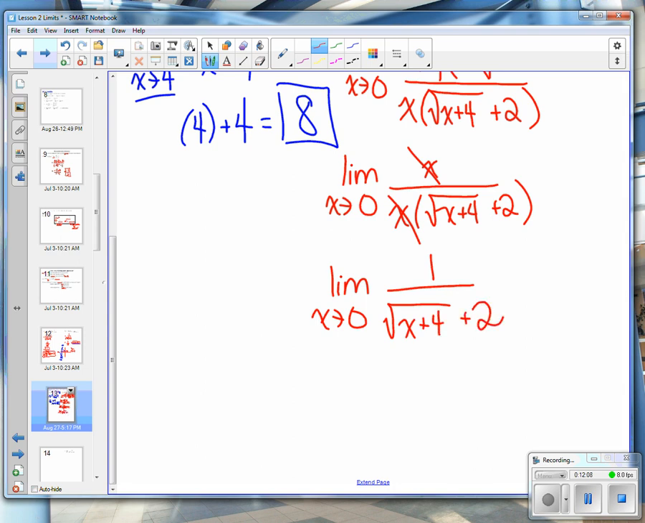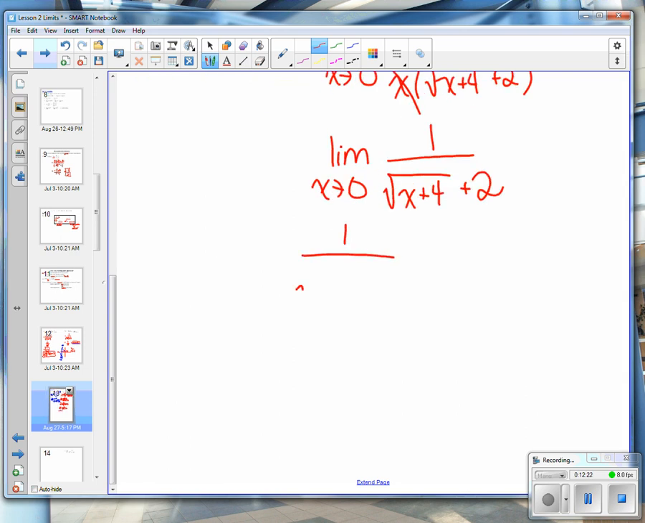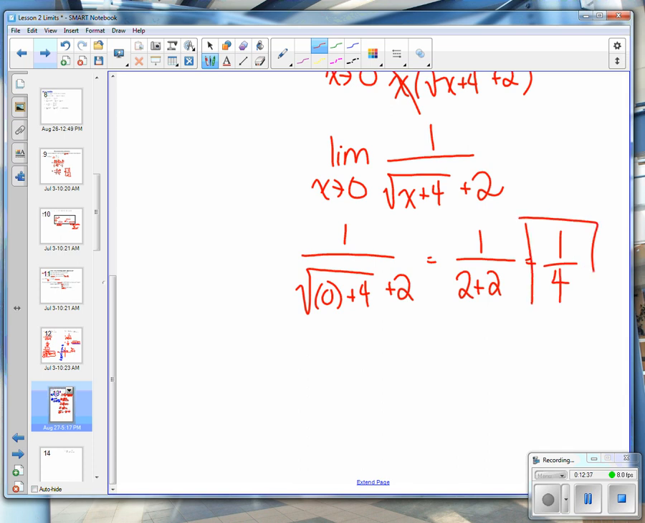Now once you get to a stage where you pause, remember to check, can you plug in that value of x and get a value? Yes, absolutely you can here. So we're going to plug in our 0 plus 2. And that's going to be equal to 1 over, I've got 0 plus 4 is 4. The square root of 4 is 2. So I've got 2 plus 2. So our final answer there would just be 1 over 4.